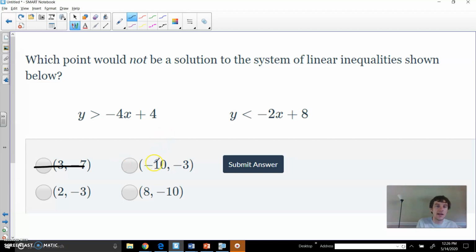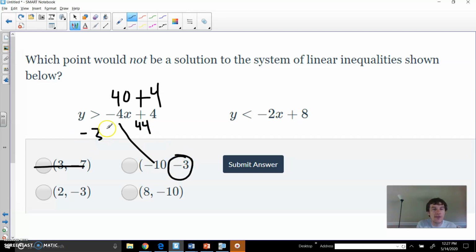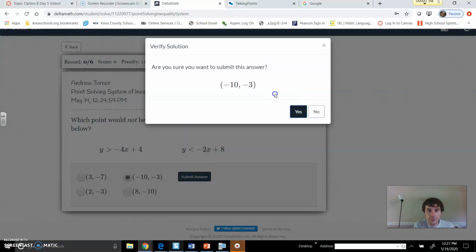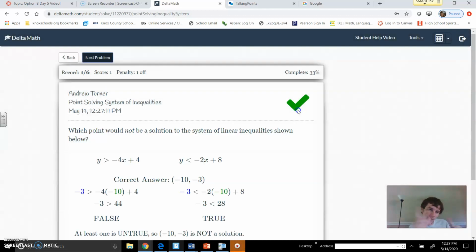So let's think about it. -10 times -4, that'd be +40. And then if you add 4 to that, you're looking at getting 44. Now I think there's a problem here because -3, that's the y value, and there's no way that's greater than +44. So I think we have our culprit here. This value does not seem to work for one of the places. So once I've figured out one of them, I can say, ooh, that one doesn't work. It seems to work maybe in the other one, but not so much in that first one.